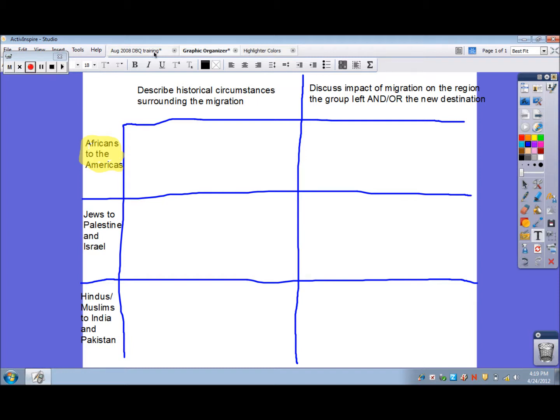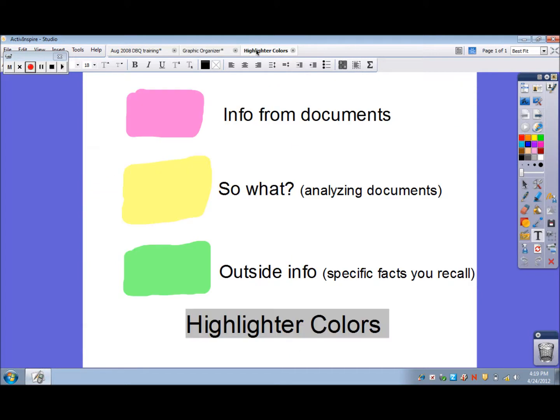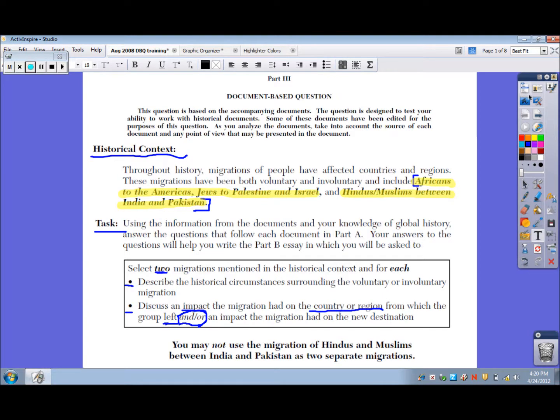But before we do that, I want to go ahead and just, again, review highlighters with you. Make sure you have your pink, your yellow, and your green highlighters with you. We're going to be highlighting multiple colors as we go through this. So now let's go ahead and get started.